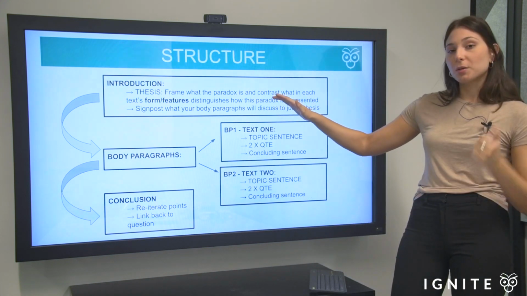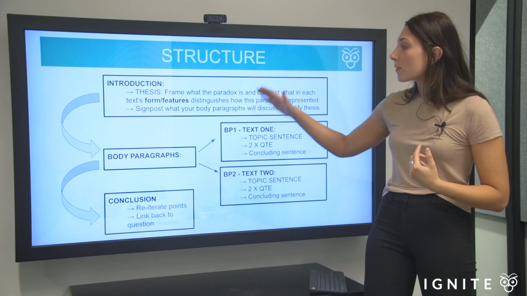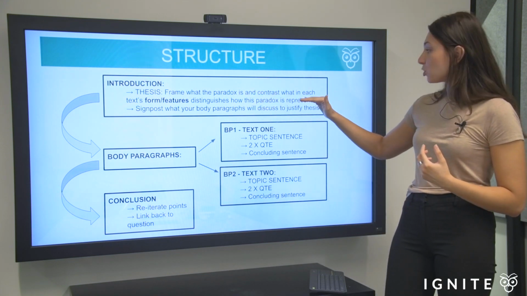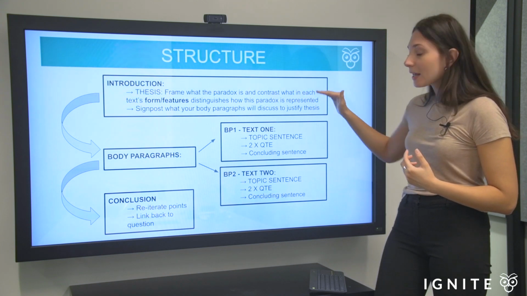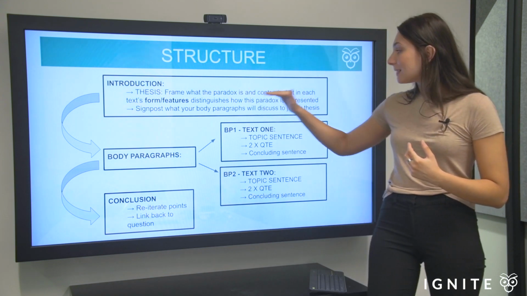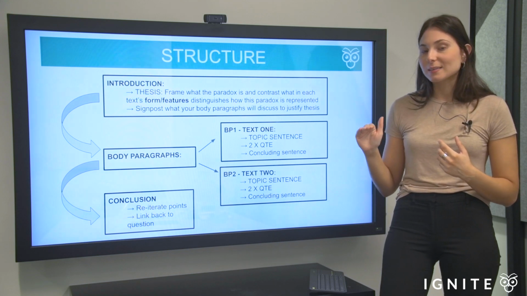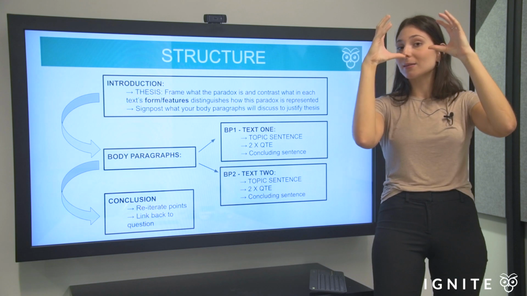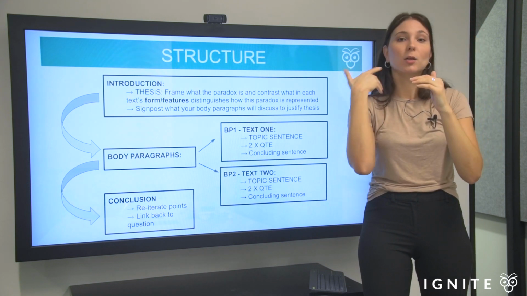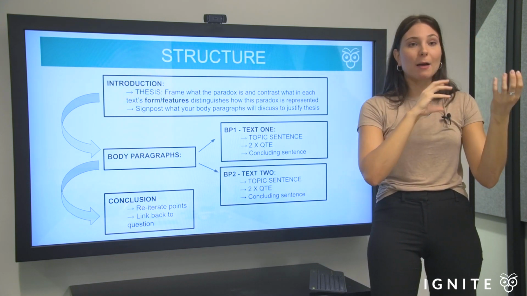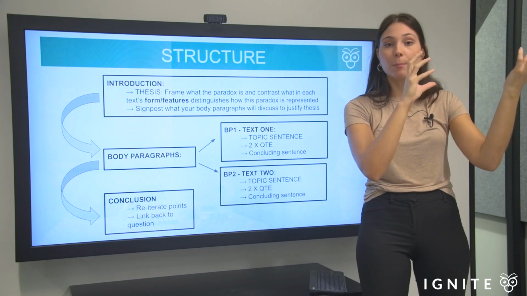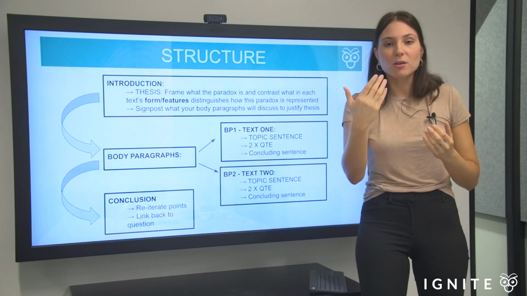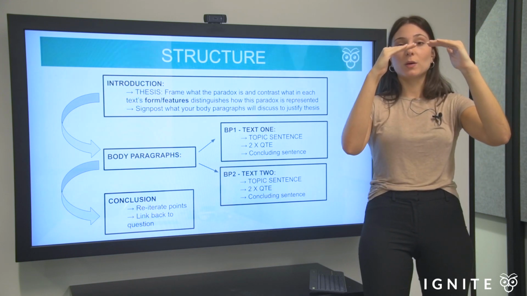In that introduction, you're going to start off in your first sentence with a thesis statement. Frame exactly what the paradox is between these 2 texts and contrast what in each of these texts' form and features distinguishes how this paradox is represented. So what we're starting off here, the thesis statement, we're saying these texts are connected by a certain paradox. It might be 2 antithetical emotions that are conveyed, or perhaps the ups and downs of human experience, how both of those constitute the inherent nature of human experience. Whatever that paradox is, we're saying this is a connection between the 2 texts.